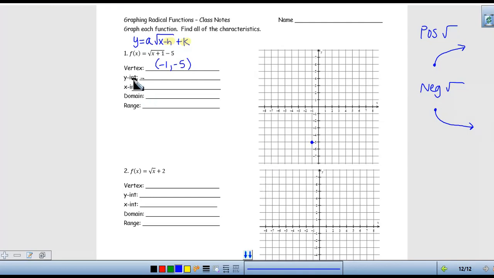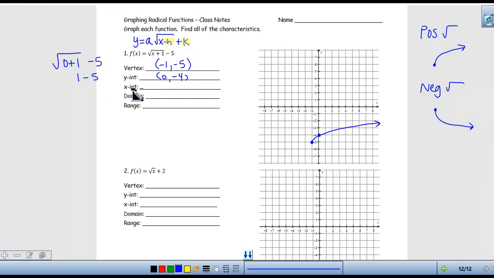We're also going to find our y-intercept the same way that we did with quadratic functions or with absolute value functions. We will plug a 0 in for the x term. When I do that, I get 0 plus 1 underneath the square root and then -5 on the outside. The square root of 1 is 1, and 1 with a -5 is -4. We can go ahead and graph that too. The vertex and the y-intercept are enough for us to go ahead and sketch an approximate of our graph.